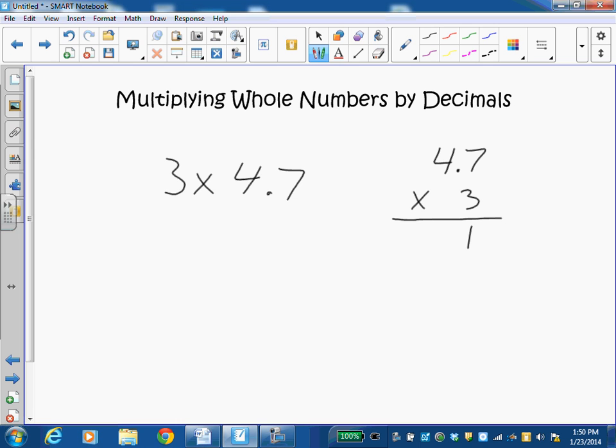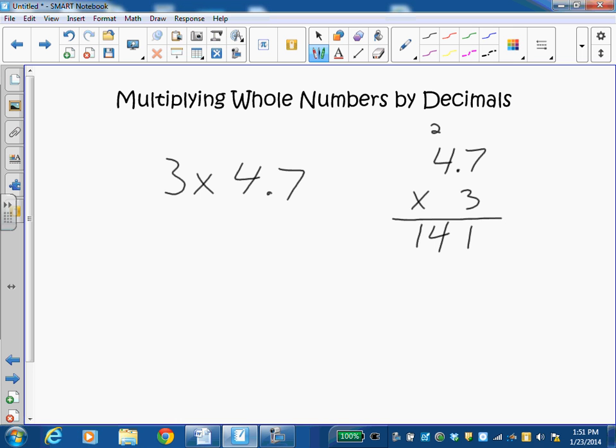7 times 3 is 21. 3 times 4 is 12, plus 2 is 14. Okay? So the digits that I have as my answer are a 1, a 4, and a 1. It looks like 141. But because I'm multiplying it times a decimal, my decimal is going to be in my answer. And this is how we check it to see where to put the decimal in the answer.